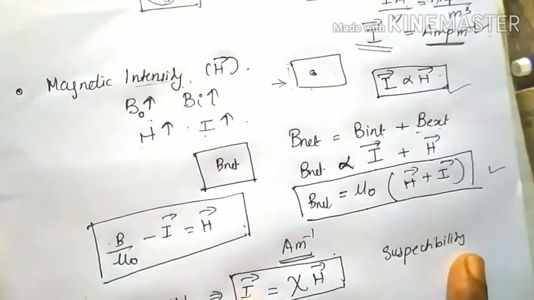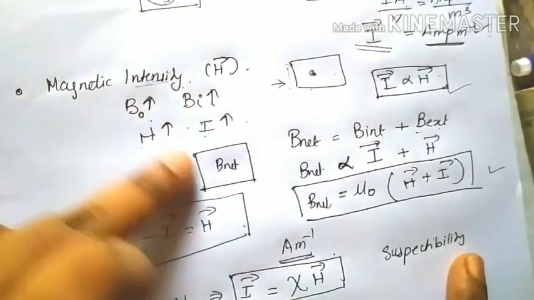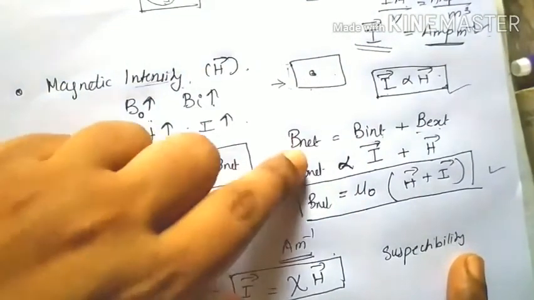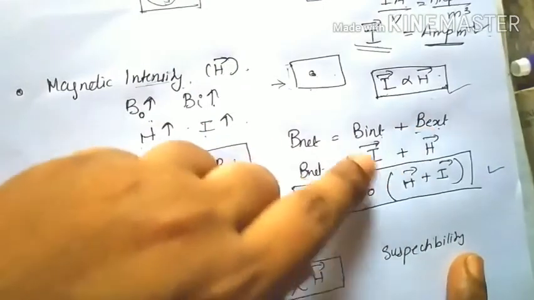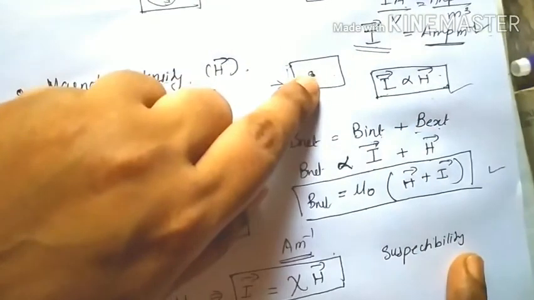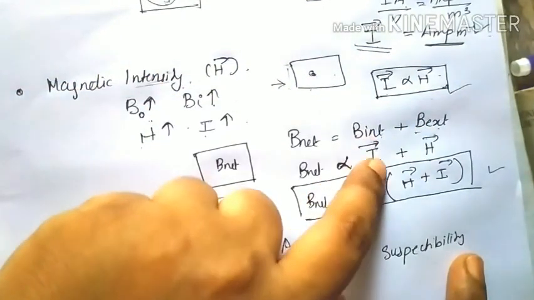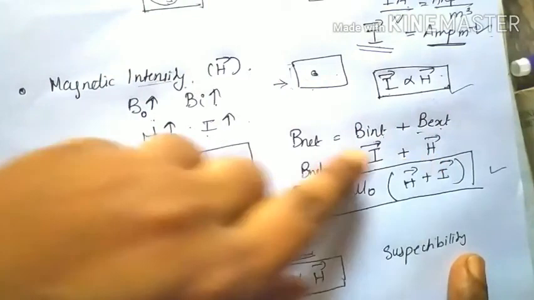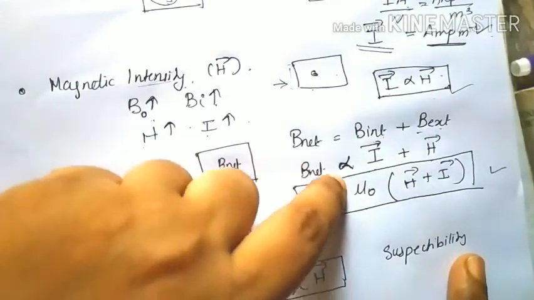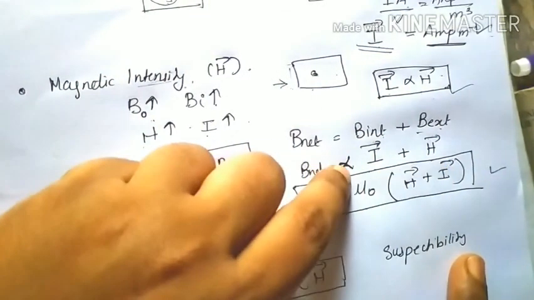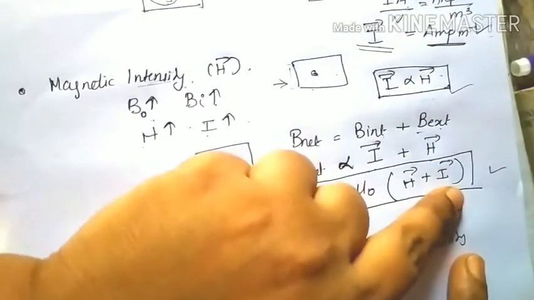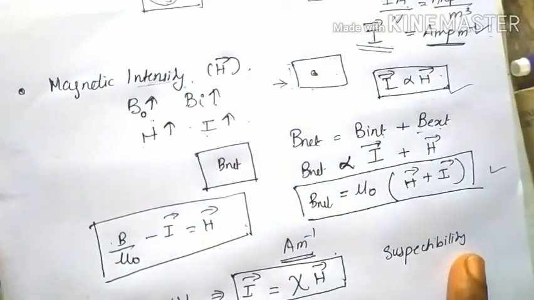Clear? Now similarly, I can say the net magnetic field of this entire scenario after applying a magnetic field is equal to the applied magnetic field plus the internal magnetic field inside the material. The internal magnetic field is proportional to the magnetization, and the external magnetic field is proportional to the intensity. So I am writing B net is proportional to I plus H. In order to remove the proportionality, I am putting a constant, that is the permeability of free space, right? You get an equation like this. Clear?